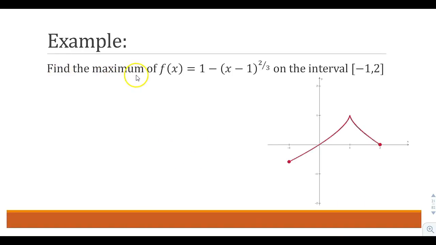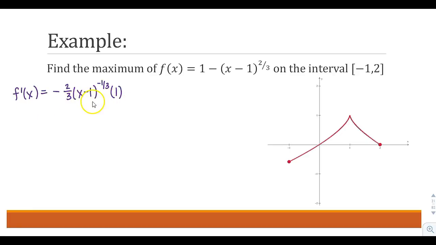Now let's find the maximum of f of x equals 1 minus the quantity x minus 1 to the 2/3 on the closed interval from negative 1 to 2. Again, we will ignore the graph. So we find the derivative f prime of x is equal to negative 2/3 times x minus 1 to the negative 1/3 times the derivative of the inside, which is 1. And now we need to set this equal to 0.